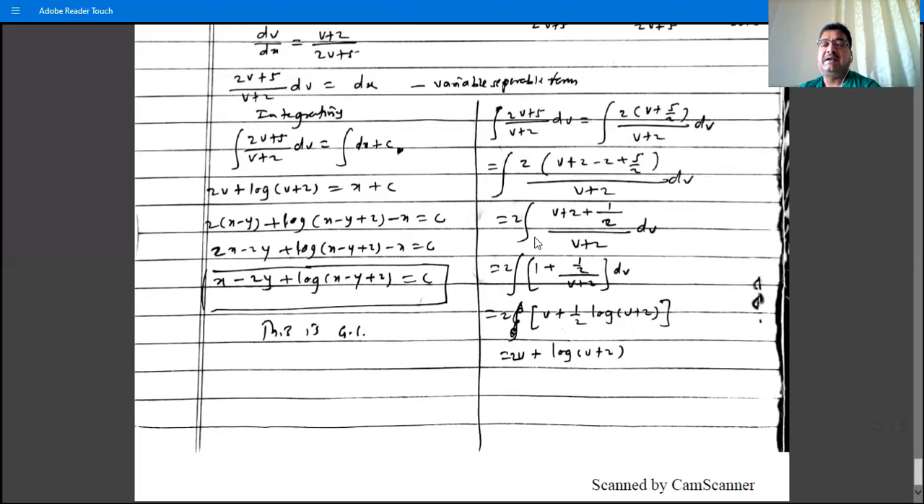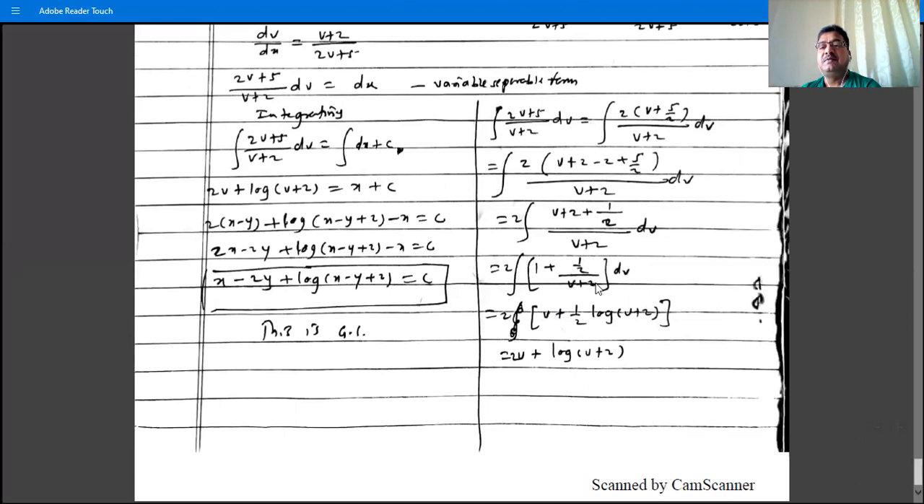And then separately dividing by this v plus 2. So (v plus 2) divided by (v plus 2) is 1, plus 1 half divided by (v plus 2). So this is the partial fractions or factorization of this (2v plus 5) divided by (v plus 2): 1 plus 1 half (v plus 2). And then integrating. The integration of 1 with respect to dv is v; the integration of a constant is constant into variable. So integration of 1 is 1 into v, that is v, plus 1 half log (v plus 2).